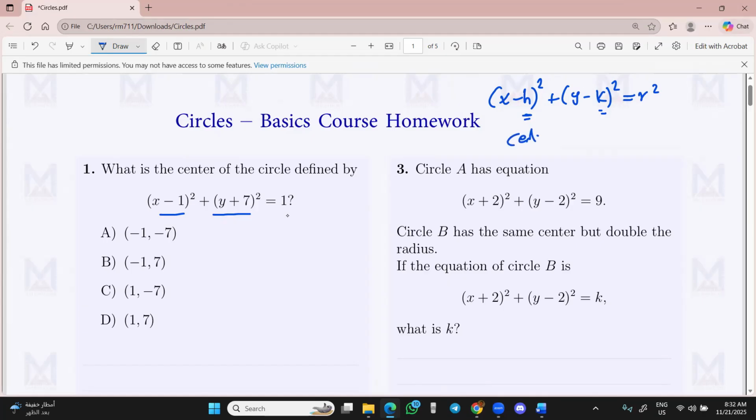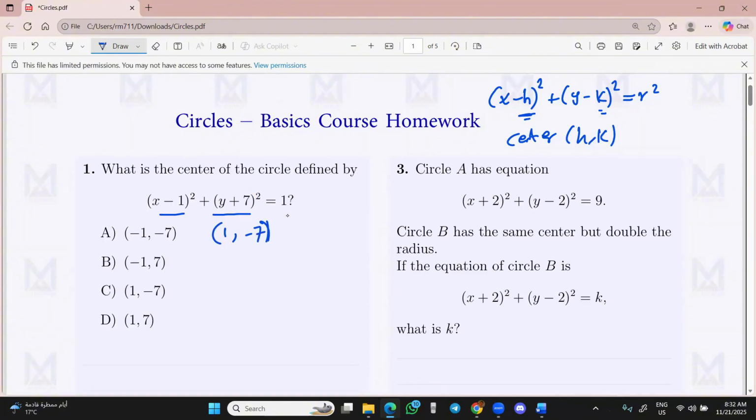So the center is always h and k, and be very careful when taking h because this is minus h. So whenever you have a minus here like this one, h will be only 1, not negative 1, because negative h is equal to negative 1, which means h is equal to 1. And whenever you have a positive number beside y, for example, you have to take k as negative 7. So the center here is equal to what? Positive 1 and negative 7.